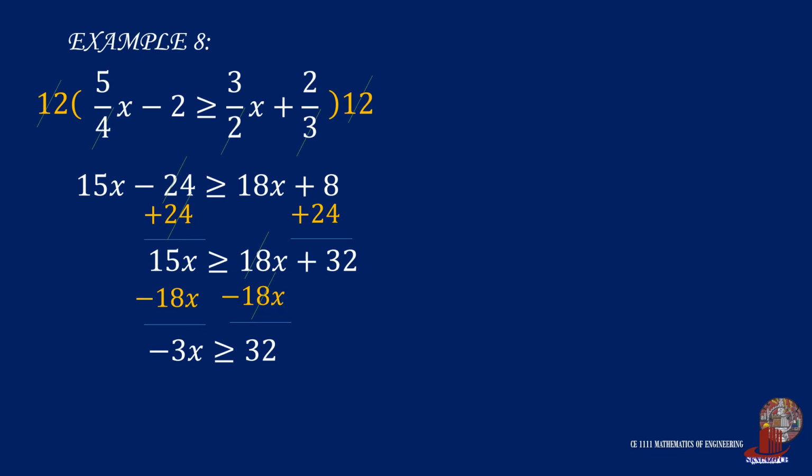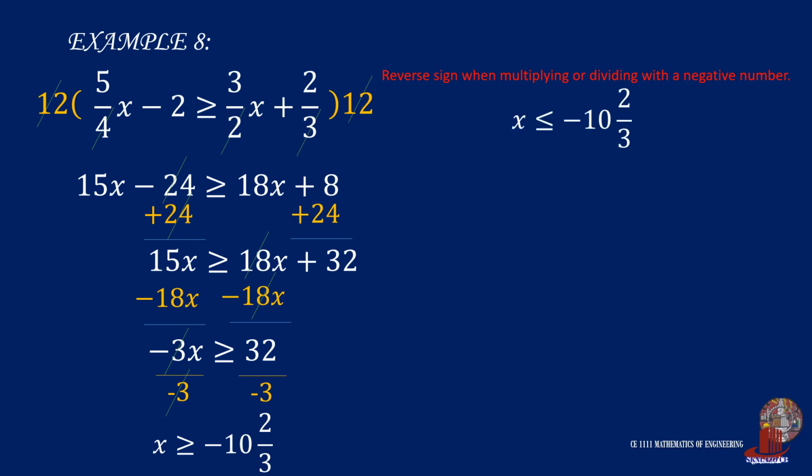And to isolate x, we divide everything by -3, and we get x is greater than or equal to -32/3 or -10 and 2/3. And again, since we divided with a negative integer, we flip the inequality sign, making our result as x is less than or equal to -10 and 2/3.